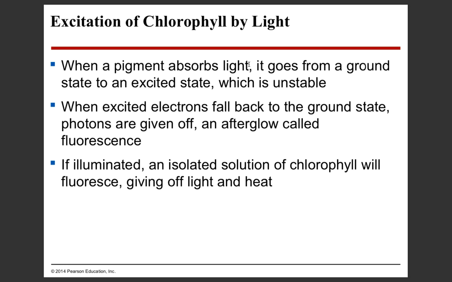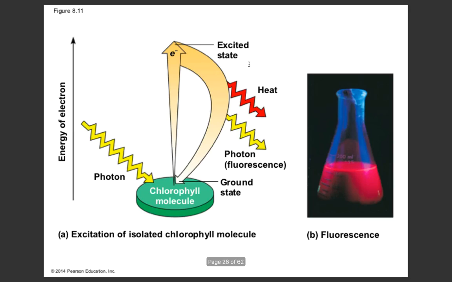Okay, so when excited electrons fall back down to their ground state, photons are given off. And it's an afterglow called fluorescence. And we'll look at a picture of that in a second. Okay, so if illuminated, an isolated solution of chlorophyll will fluoresce or give off light and heat. Boom, look at that, fluorescence.